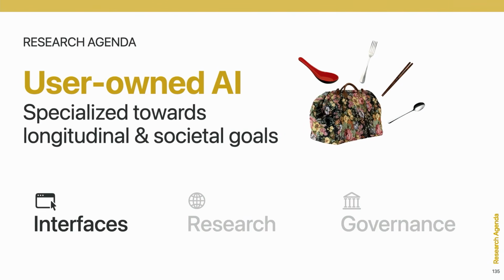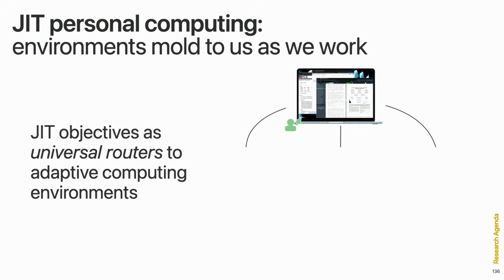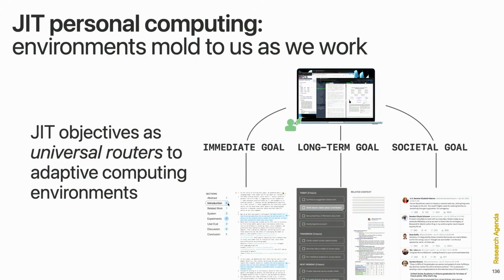And so I'll start first with our interfaces. Interfaces today are largely rigid and predefined, and I think that's why we see AI sporks everywhere. I envision just-in-time personal computing with computers that mold entirely to us as we work, where objectives might be these more universal routers to different adaptive computing environments that could be generated and adapted on the fly, addressing goals of varying scope and kind.